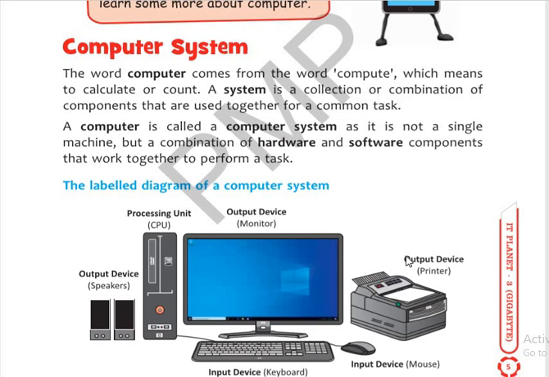When we separate the two words computer and system, the word computer comes from the word compute. Compute means to calculate or to count, and system means where one or more things come together and work for a common task. So together, a computer system is not a single machine but a combination of two things, that is hardware and software.